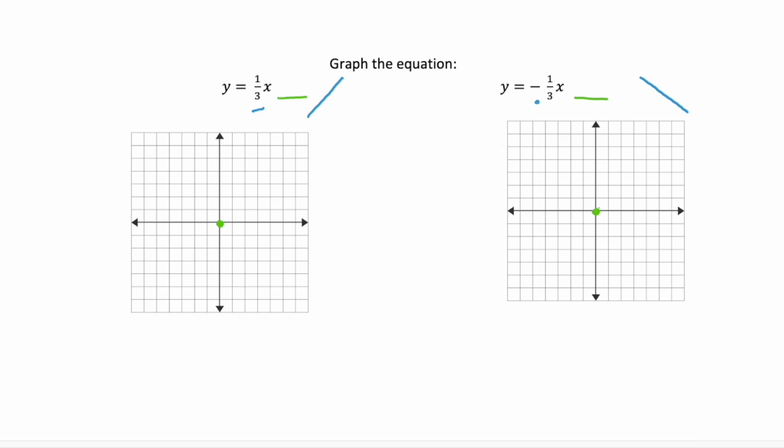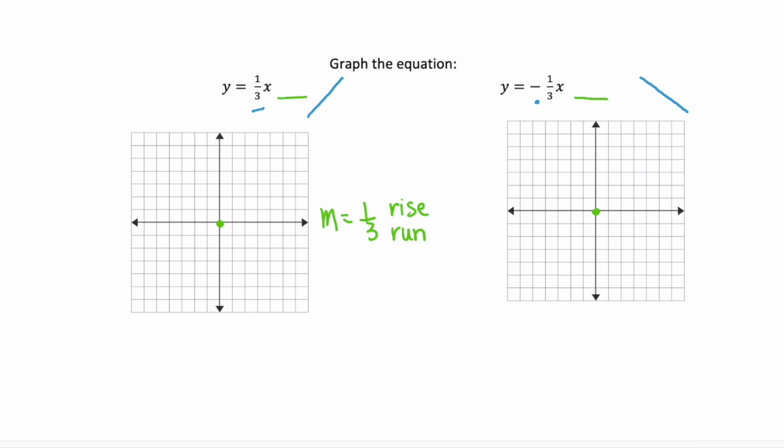So concentrating on the first example, our slope is 1/3. Remember, the top number is your rise and the bottom number is your run. So the rise tells you how many units to move up or down, and the run tells you how many units to move left or right. Since they're both positive, we're going to move up and right.